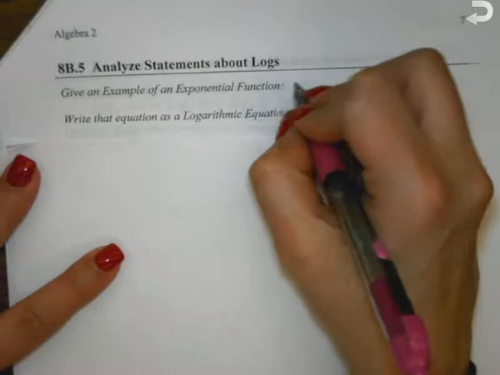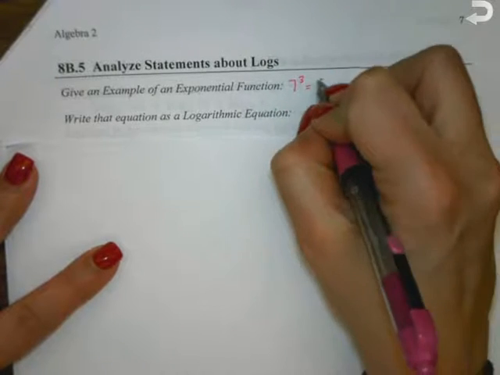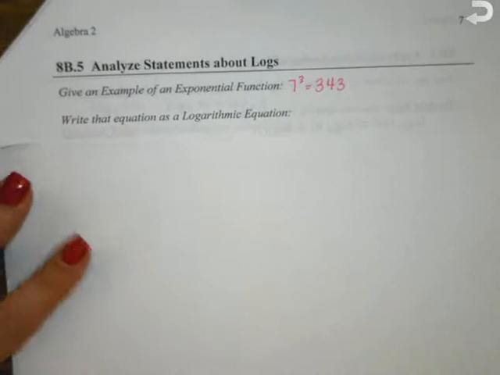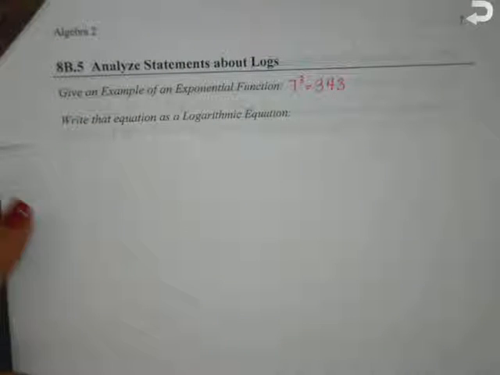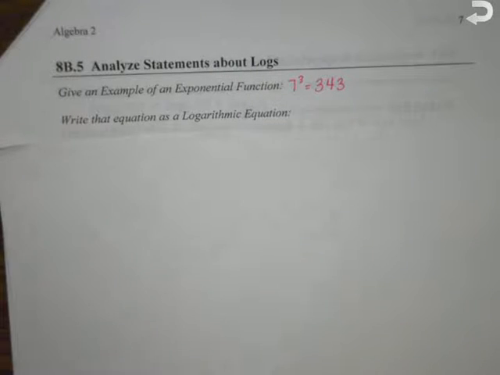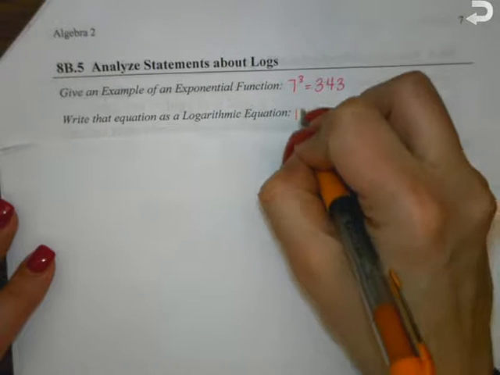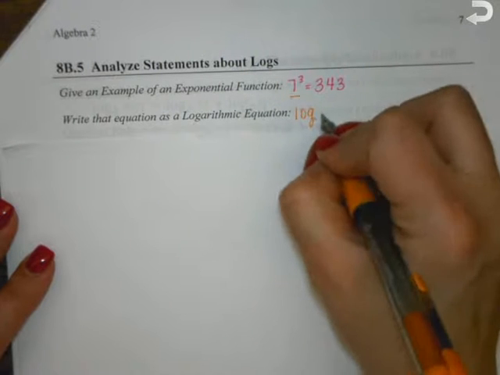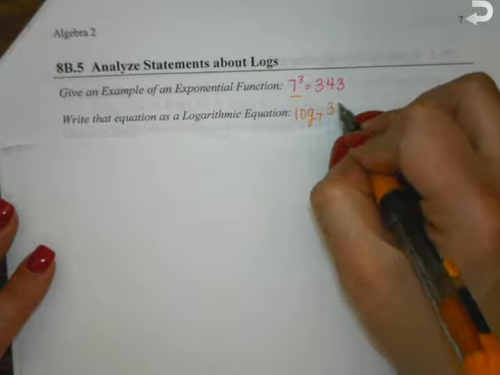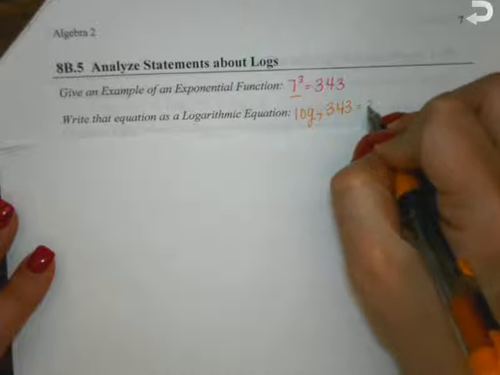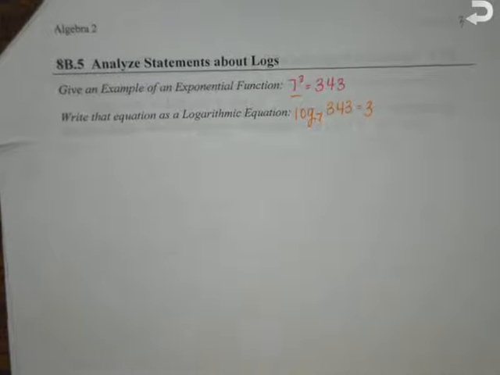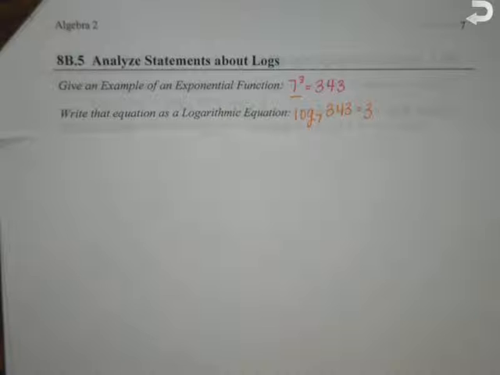So an example could be 7 to the third equals 343. You could have done something much simpler like 2 to the third equals 8. I don't care, just as long as you recognize that these are exponential functions. And then to write them as a log, remember your bases have to be the same. So in this example that I'm giving you, what is your base? 7. So this is going to be log base 7 of 343 equals what? Equals 3. So whatever your individual example was, just rewrite it as a log function.